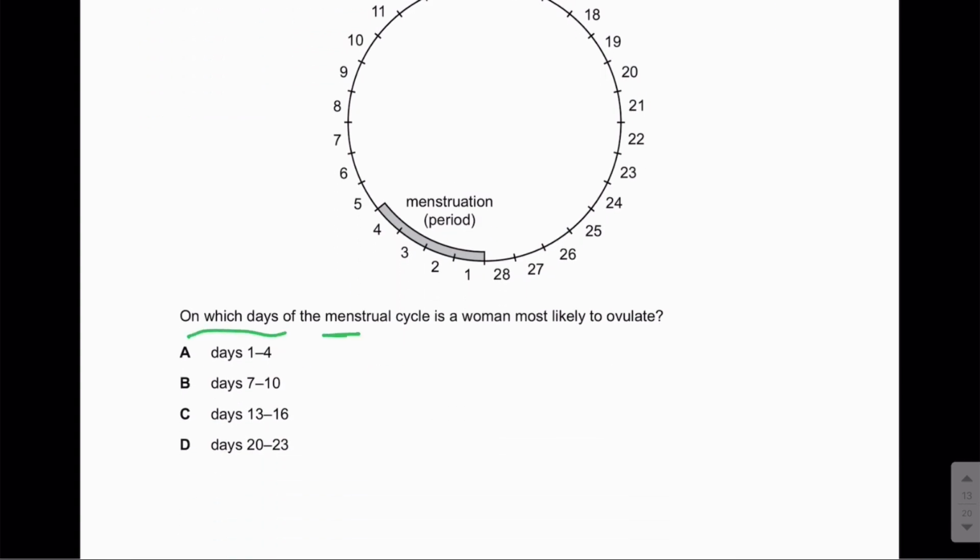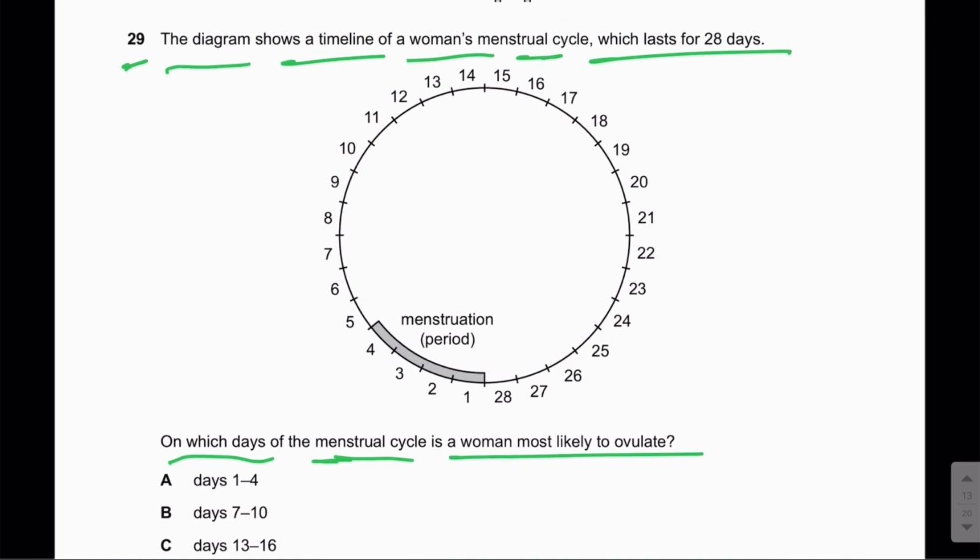On which days of the menstrual cycle is a woman most likely to ovulate? So, guys, the woman ovulates at the mid of the menstrual cycle. This is a 28-day menstrual cycle. So, the woman should ovulate around day 14. Ovulation is the release of ovum by the rupture of Graafian follicle. So, the answer would be C. Days 13 to 16 are the days where the woman is most likely to ovulate.